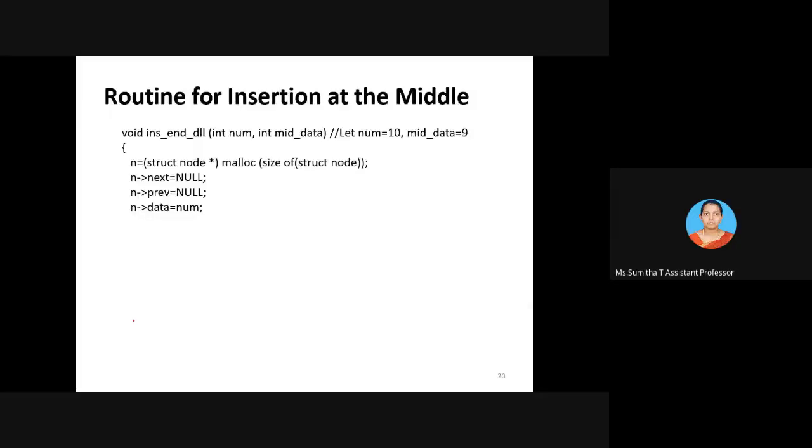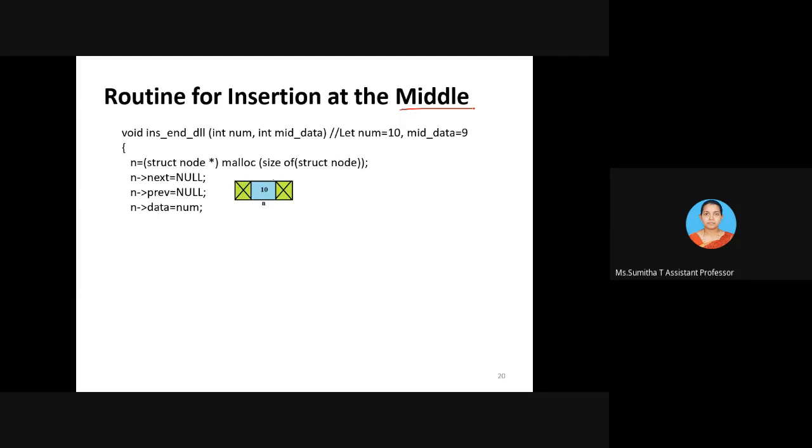Okay, we move on to the next one. What is that? Insertion at the middle. Here also the same process will be happening. First, we have created one node named n, and that value is 10. Here we need another input. What is that? Mid data. Why? We are going to insert at that particular position. Once we check with particular data, after that data, I'm going to insert.